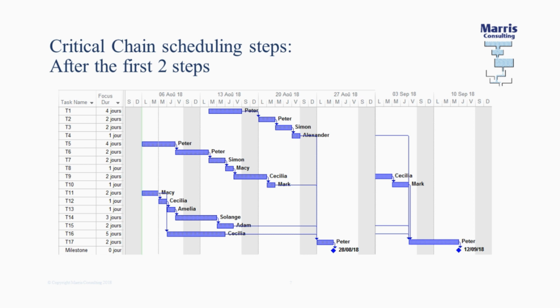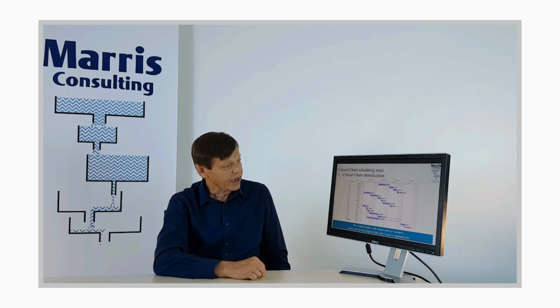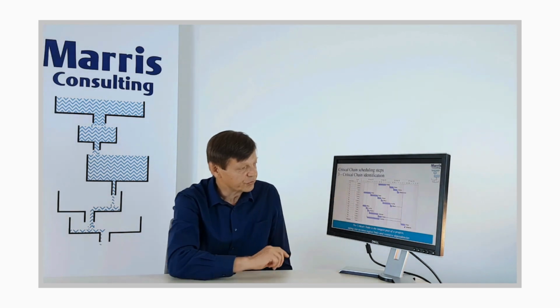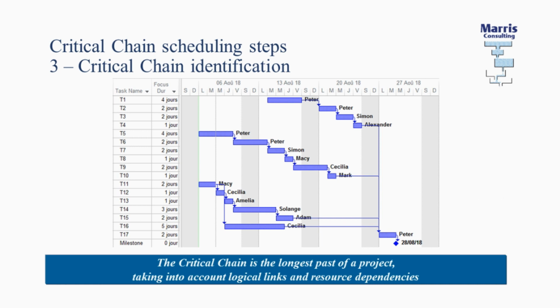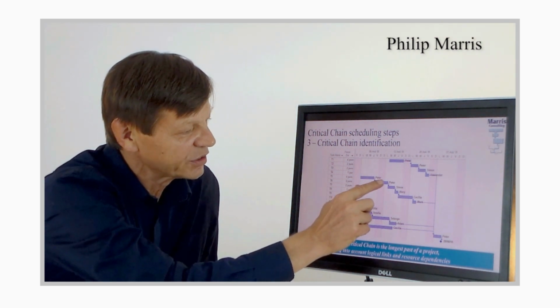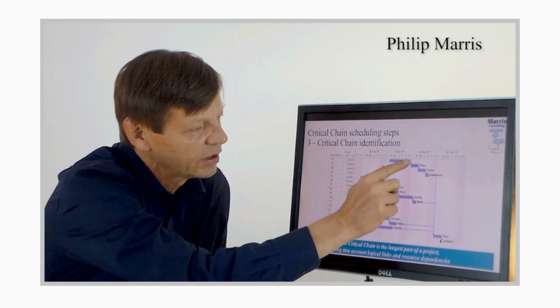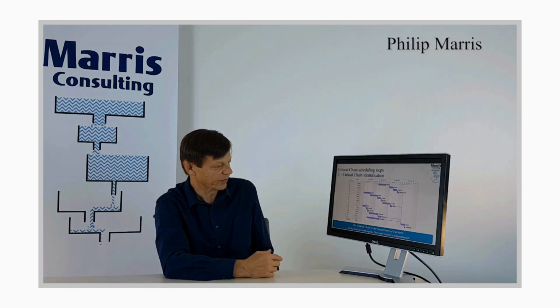Let's have a look at the third. The third one is to identify where the critical chain is, okay? And in fact, it's there, but until you've learned the critical chain you probably won't be able to see it. What is the critical chain? The critical chain is the longest path of a project, and it takes into account logical links and resource dependencies, right? So in fact, here, there's a dependency of a resource, and then there's dependencies of tasks, okay? It's the combination of those 2 things, okay?